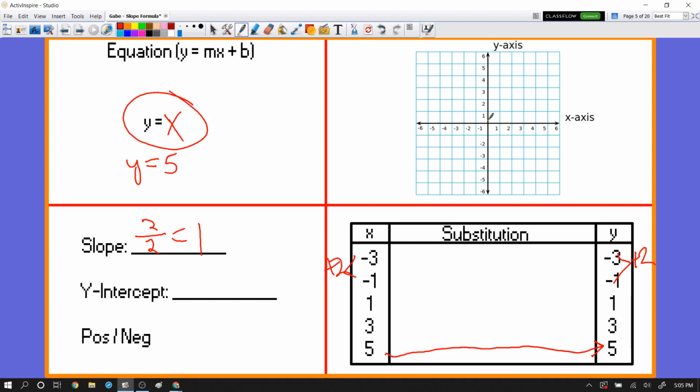Y equals x. So 0, 0. Technically, there is no y-intercept, and it would be declared the origin, which makes this line proportional. And we will go over proportionality as it pertains to linear equations whenever we start getting into word problems. And that's a positive line because we had an increase.